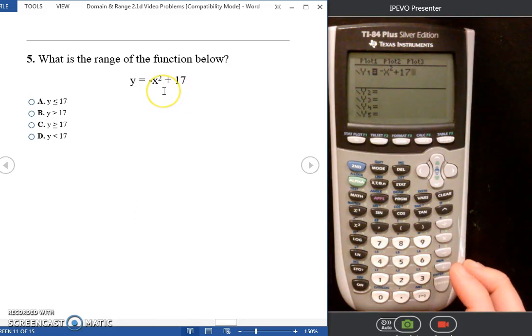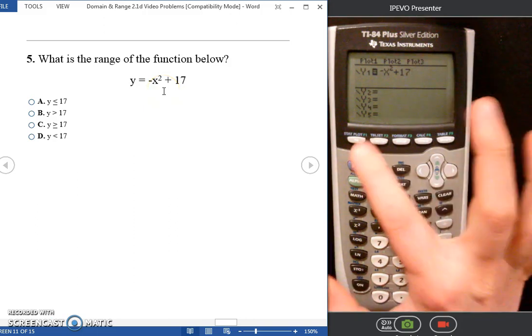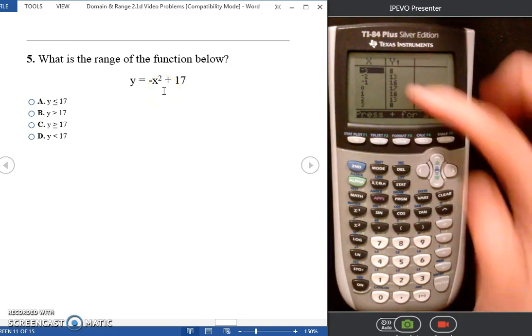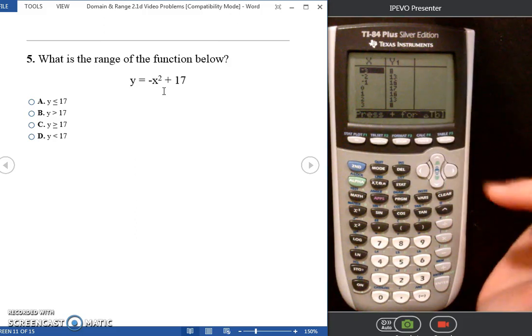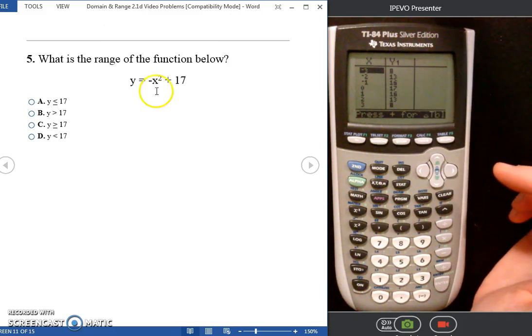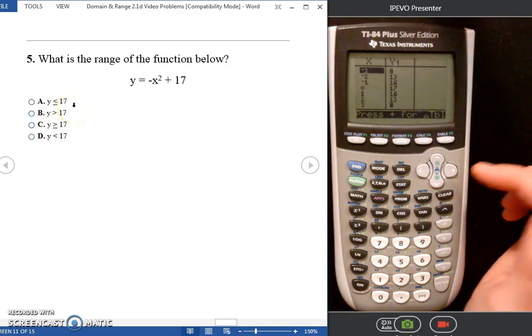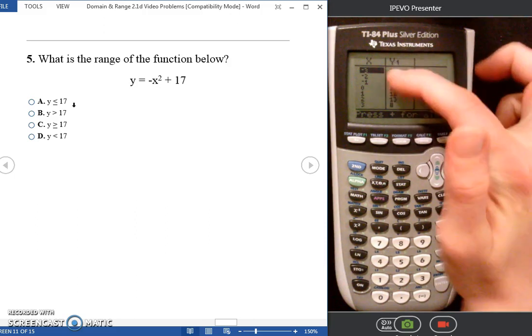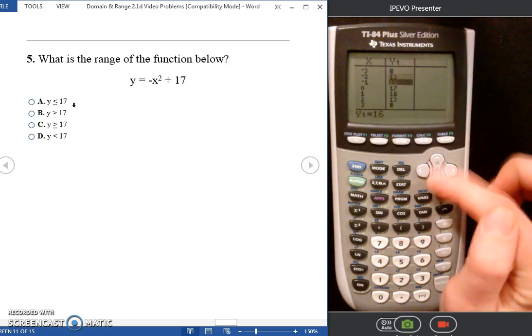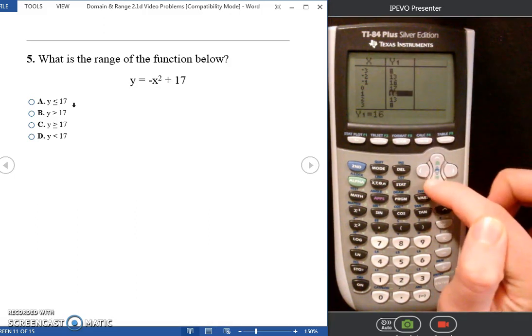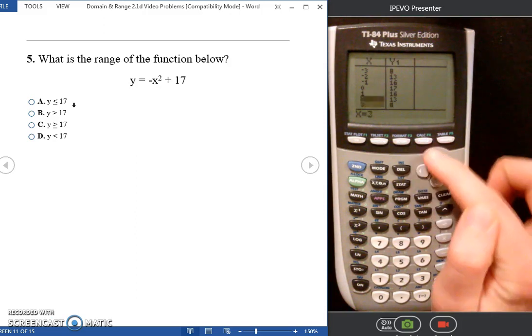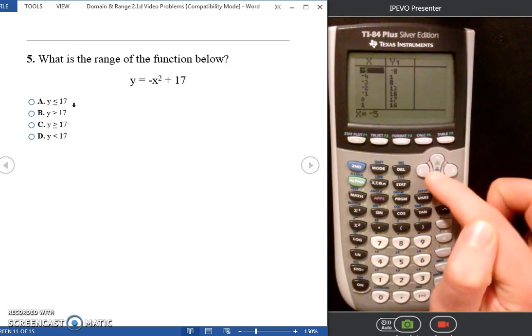And then I'm going to go ahead and look at that table. So I'm going to do second table. But now I'm looking at the y column instead of the x column. So if I look at my answers, they all have 17 in them. So it means I'm going to be looking for a 17 in my y column. But take note, you can't scroll up and down in the y column. You still have to use the x column to scroll up and down.